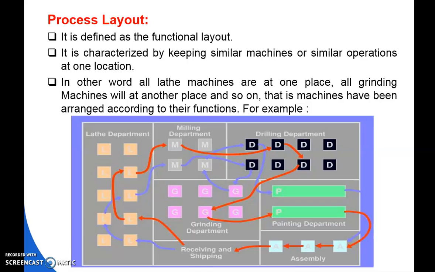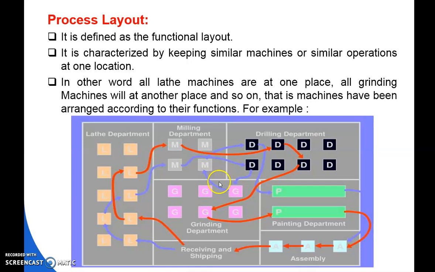Let's come to them one by one. Consider process layout. Before studying process layout, what is the definition of process layout? As the name indicates, in process layout all the similar kinds of machinery are arranged at one place. The layout is named after the machine centers. It is also known as the functional layout.